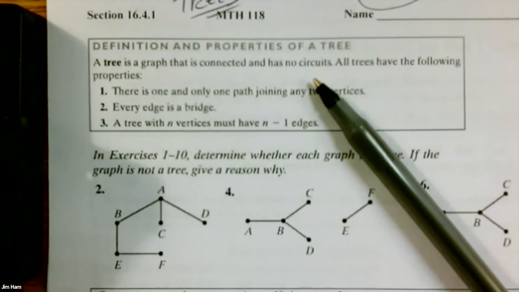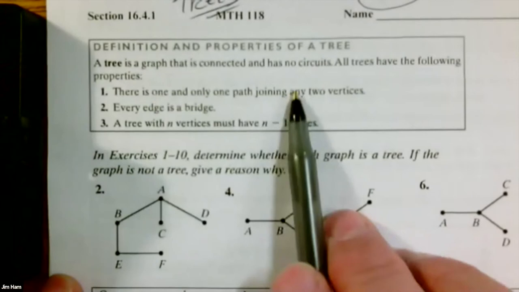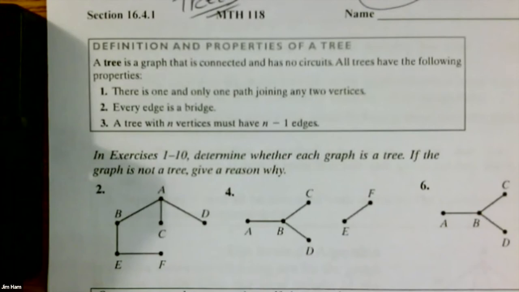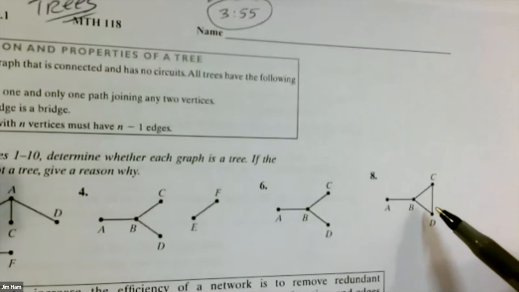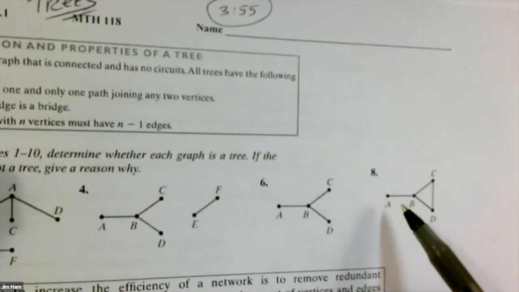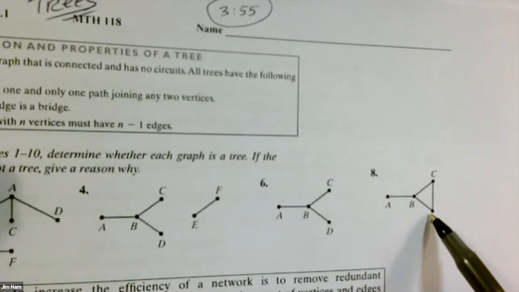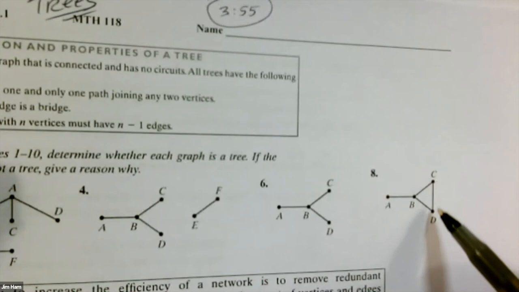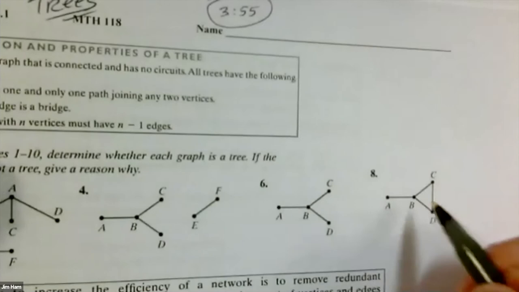Here's the definition of a tree. It consists of several things. There is one and only one path joining any two vertices. So if you find that there's more than one path that would connect one vertex to another, then it's not a tree. So for example, this one down here, if I wanted to get from A to D, I could go A to B and then to D, and I would have a path from A to D. But there's another path from A to D, and that's going this way, A to B to C to D. There are two paths that lead me from one vertex to the next. So if that happens, this graph right here is not a tree.